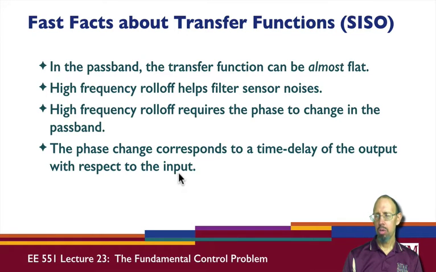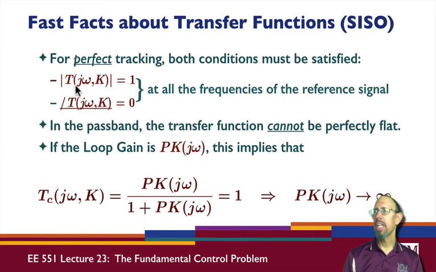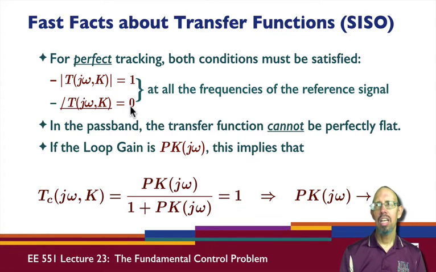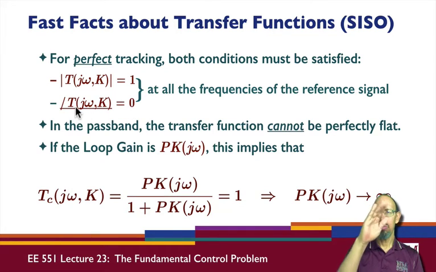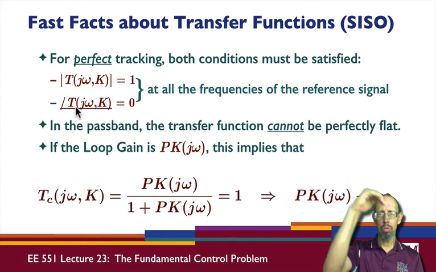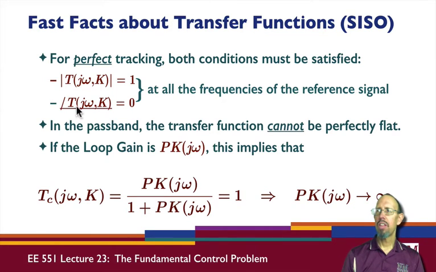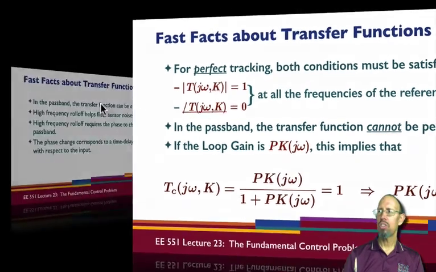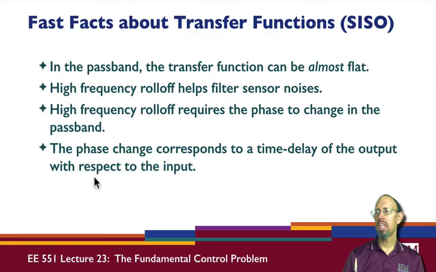So in other words, we might have magnitude almost equal to 1 in the pass band, but we have not seen what happens to the phase. It turns out the phase will change, and the faster it rolls off from being flat, the more the phase will change in the pass band. So even though the magnitude may be 1, the phase is not 0, which means there's a corresponding time delay in the output.